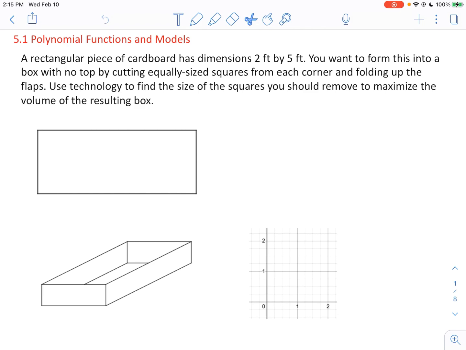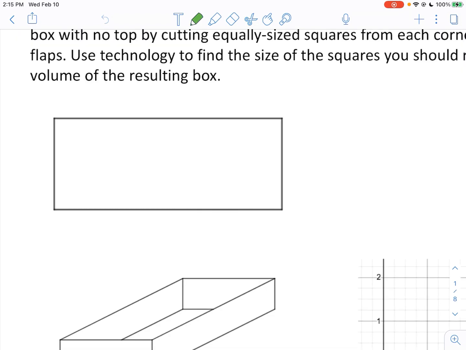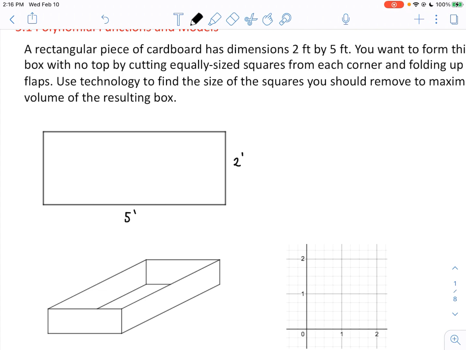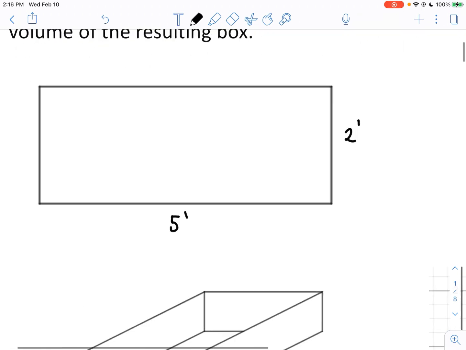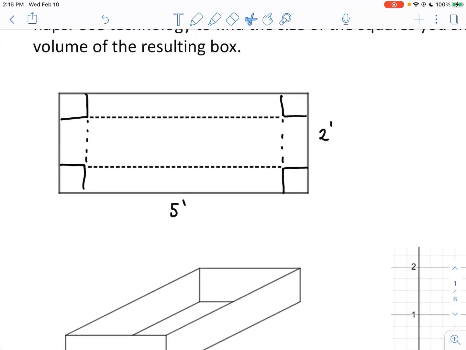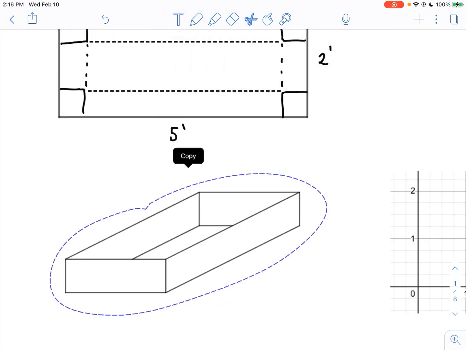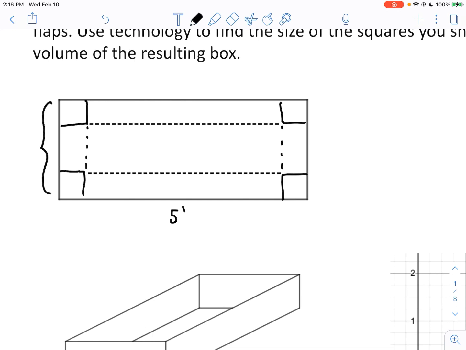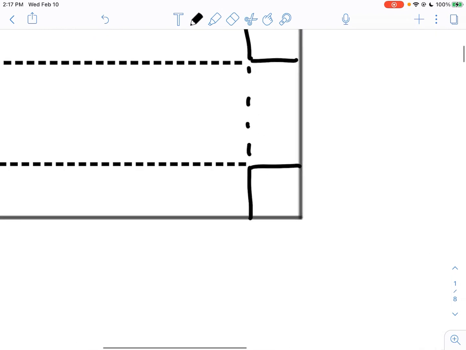solve this problem. So we have a 2 by 5 piece of cardboard, and we want to remove equally sized squares from each corner and then fold along the dotted lines, and that will lead to a shape that looks like this. The 2 is this length, and the 5 is the length all the way across the top. And the size of the squares, we're going to leave that variable. We're going to call this x by x.